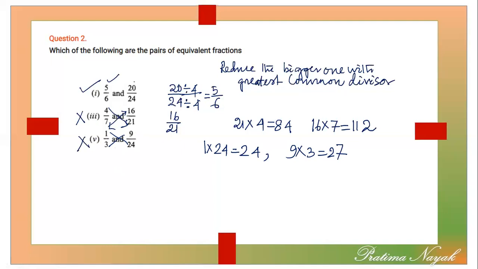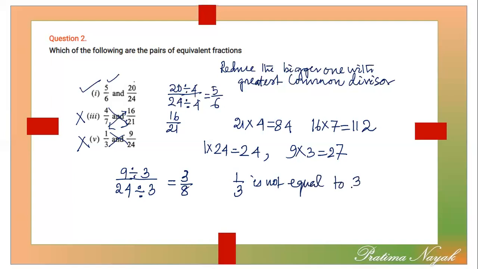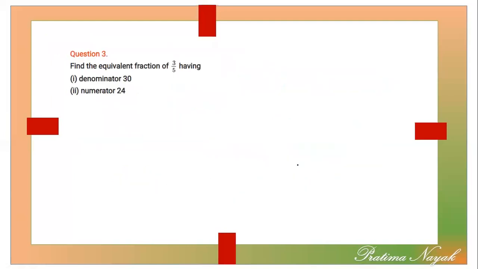Or if I go for the same method, I'll divide 9 by 24 by the common divisor. It is here 3. I'm getting 3 by 8. 3 by 8 is not equal to 1 by 3. So both the methods I shared, you can learn now. Question number 3. Find the equivalent fraction.